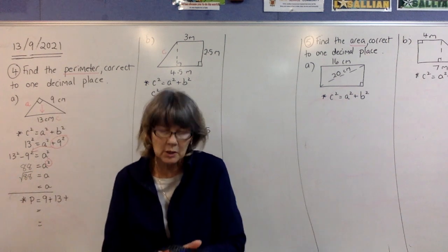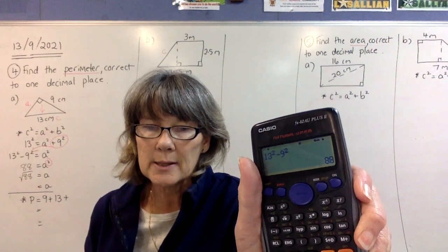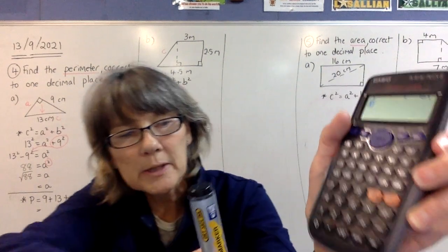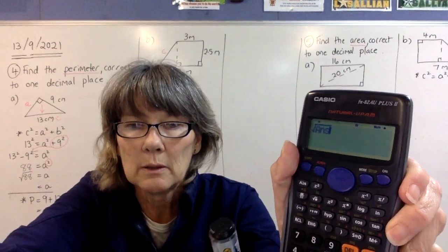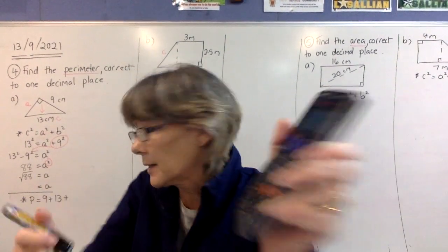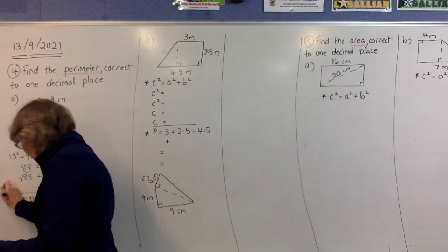88. Now, because you've still got that 88 on your calculator, we're just going to go square root answer. So square root, and then we're pressing the answer button, remember, because that will be the square root of the last answer we got. Then press equals. And we're writing that answer down, the whole thing. So make sure you've got room.